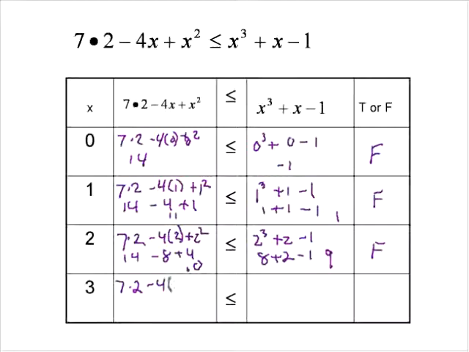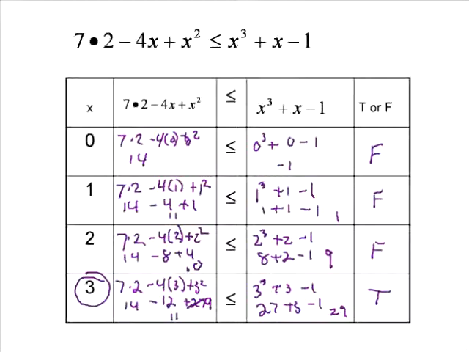7 times 2 minus 4 times 3 plus 3 squared is 14 minus 12 plus 27. Sorry, 3 squared is 9. I was doing 3 cubed. 14 minus 12 is 2, and 2 plus 9 is 11. 3 cubed plus 3 minus 1 is 27 plus 3 minus 1. 30 minus 1 is 29. 11 is less than or equal to 29. So that is true. So the answer here is x equals 3.